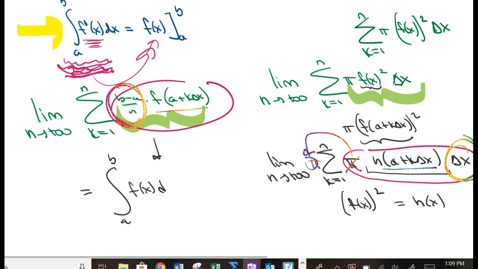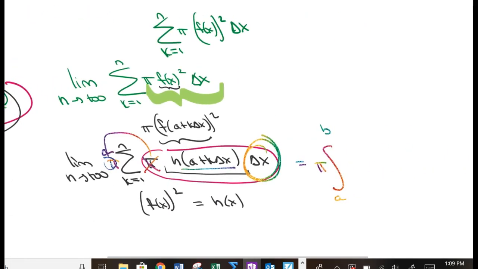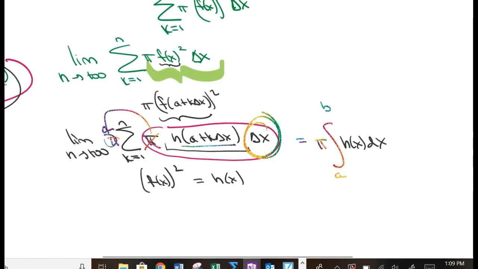Well, that means this equals pi times the definite integral from a to b, where the integrand is h of x, dx. But what was h of x? h of x was no other than this. Ta-da! That's it. That's all it is.